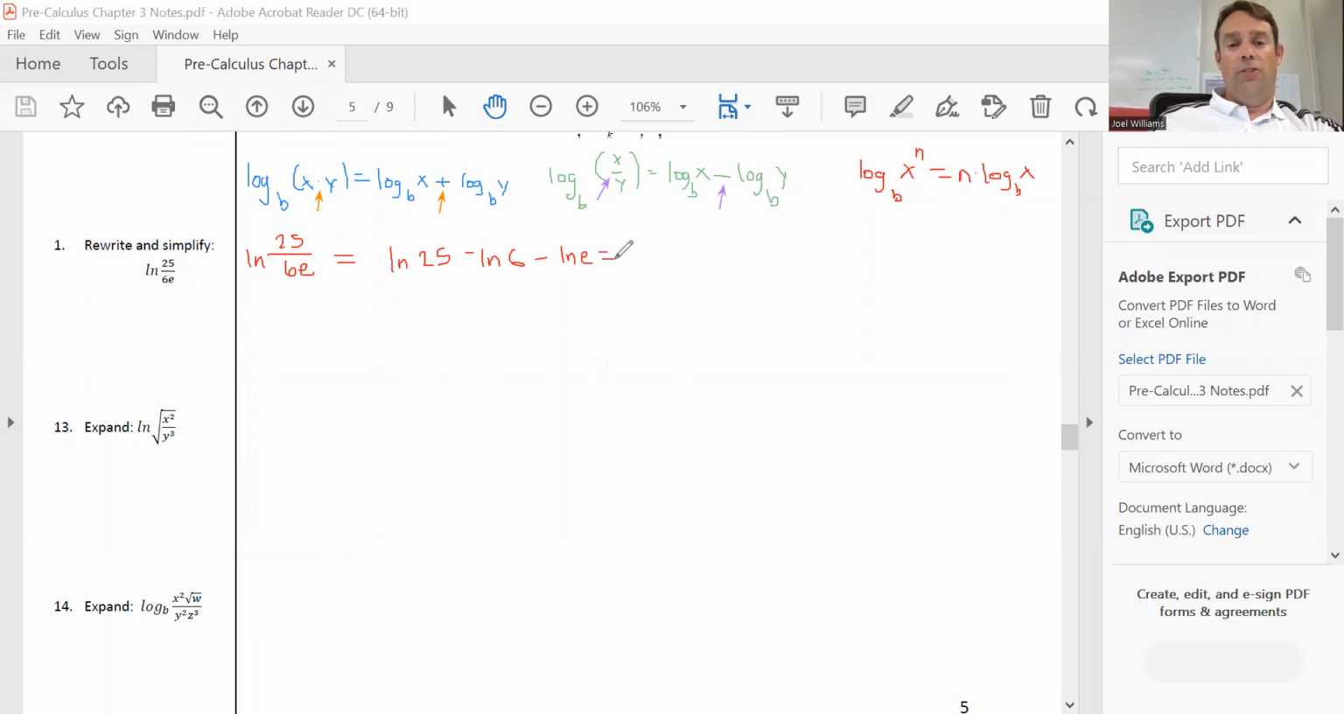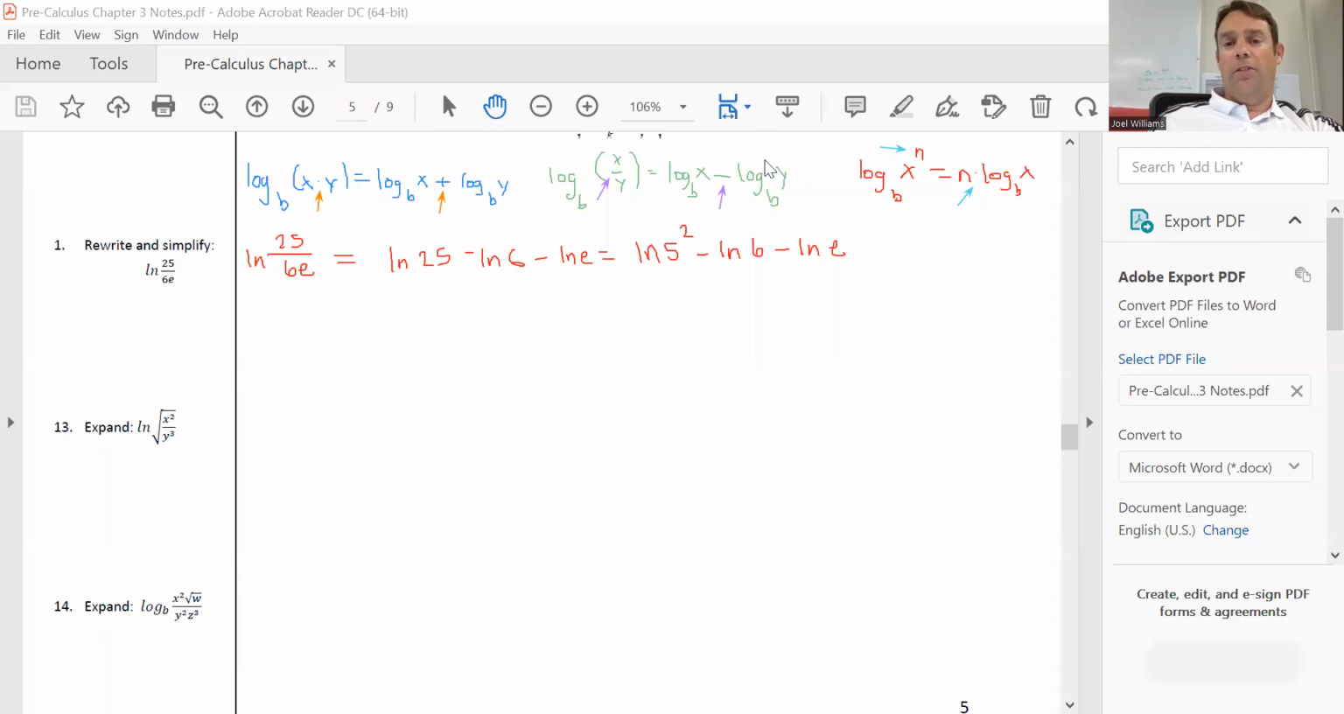And I can take this one step further if I want to expand this even more, because 25 is the same thing as 5 squared, minus natural log of 6, minus natural log of e. And I got two more things that I could possibly do here. Now, one of them is if we have an exponent, the exponent comes out in front with multiplication.